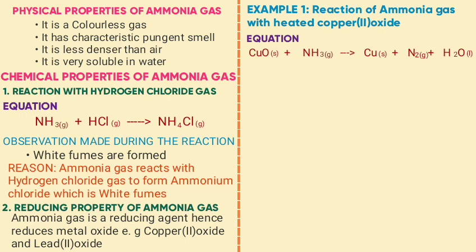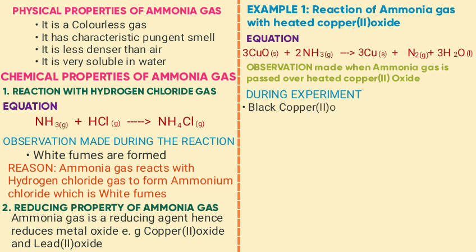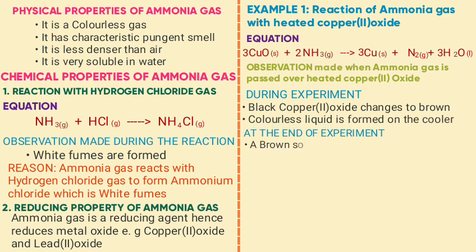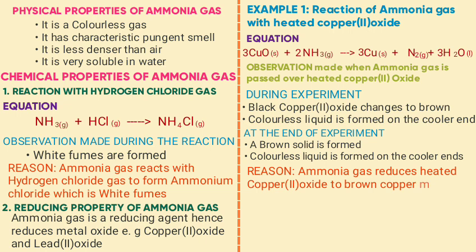Balance equation: place 3 where there is copper 2 oxide, 2 where there is ammonia, 3 where there is copper, and 3 where there is water. Observation made during the experiment: black copper 2 oxide changes to brown. Colorless liquid is formed on the cooler ends. At the end of the experiment, a brown solid is formed. Reason: ammonia gas reduces heated copper 2 oxide to brown copper solid while it is oxidized to nitrogen gas and water.